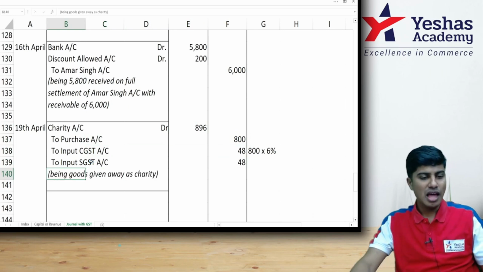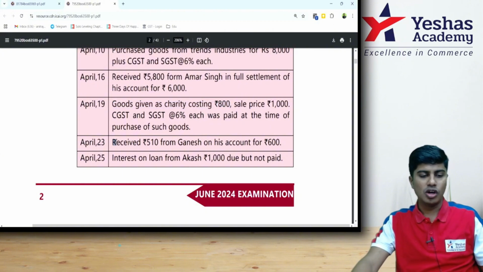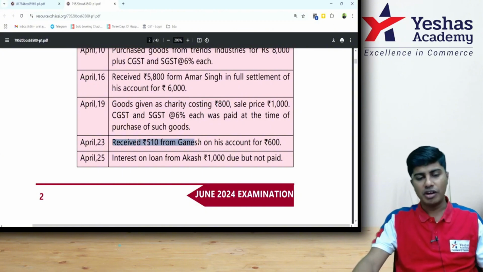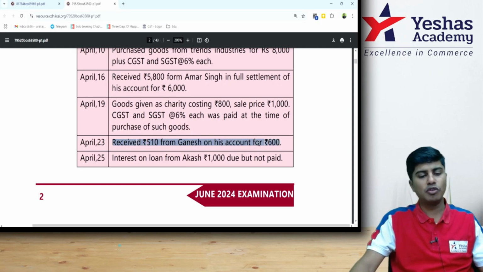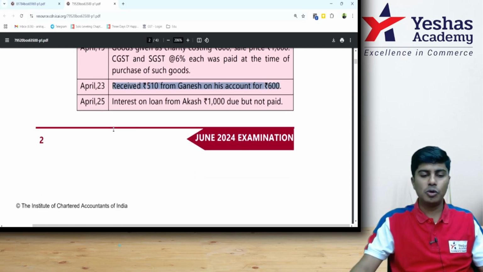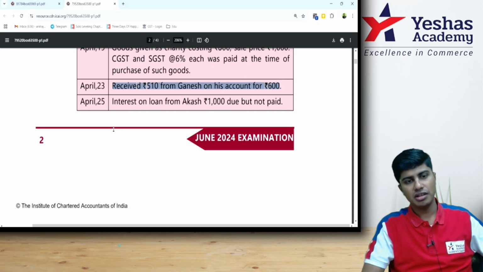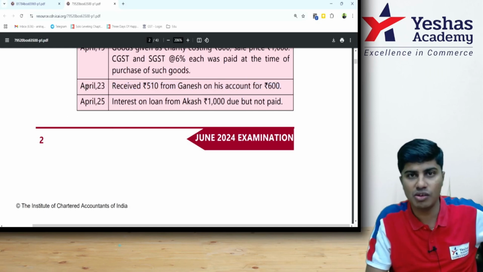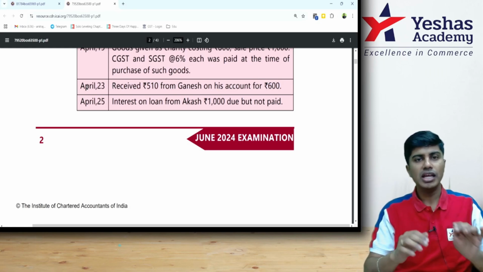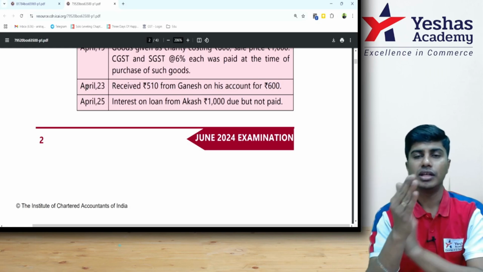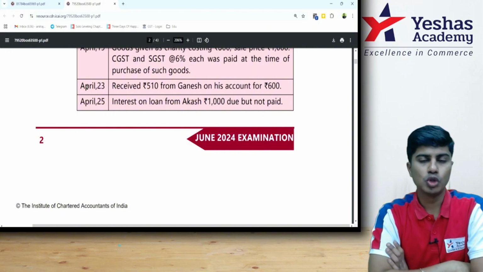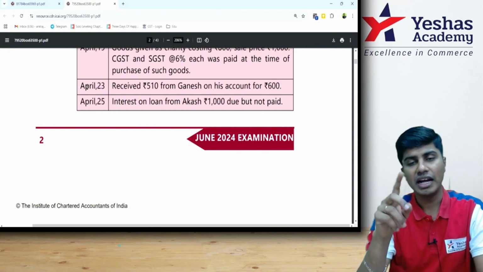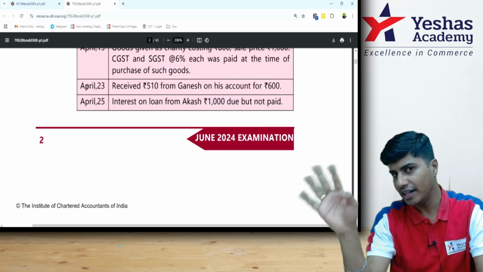Understood? After this, on 23rd of April, we received rupees 510 from Ganesh on his account of rupees 600. We are supposed to receive 600 from Ganesh. We received 510. Remember, this 510 that we received instead of 600 is not full and final settlement. It is on account. So on the receivable of 600, Ganesh has given us 510. Ganesh will pay us the balance 90 later.